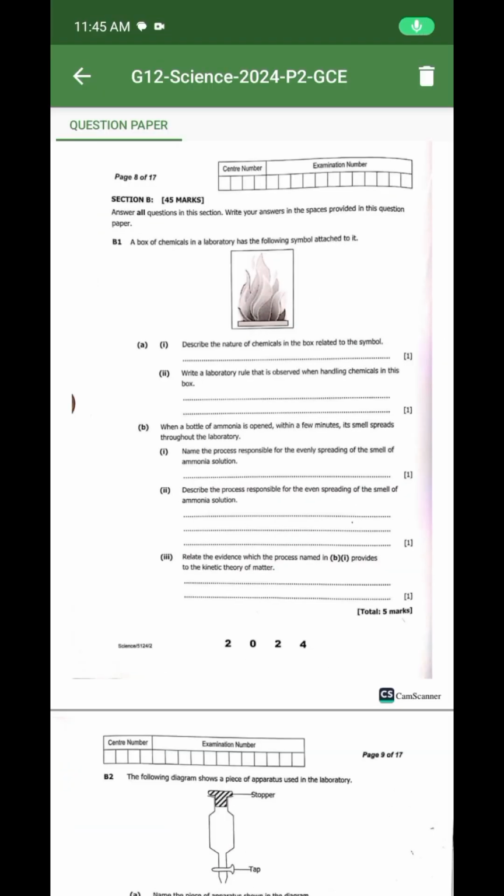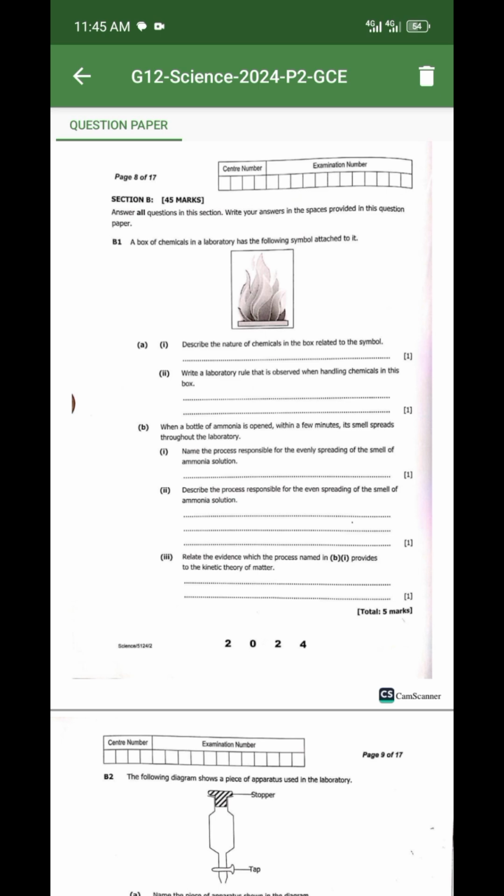So I welcome you to this program which I'm calling the 2025 exam preparation. In this video, I'll be solving chemistry 2024 paper 2, which is GCE. So question B1, a box of chemicals in a laboratory has the following symbol attached to it.